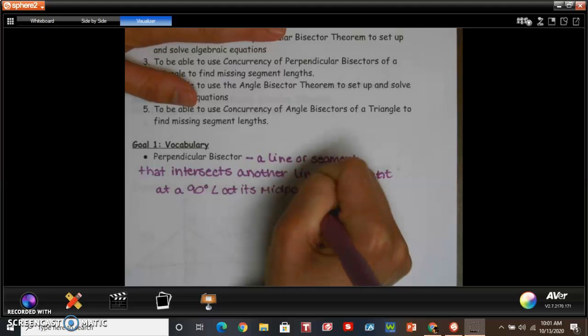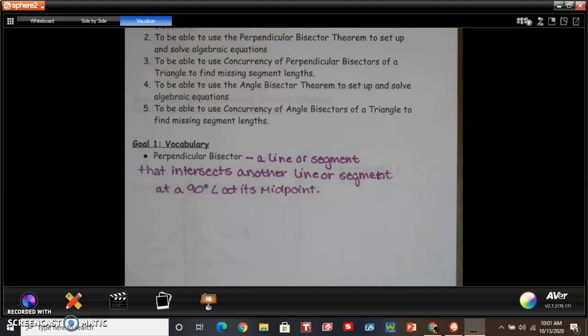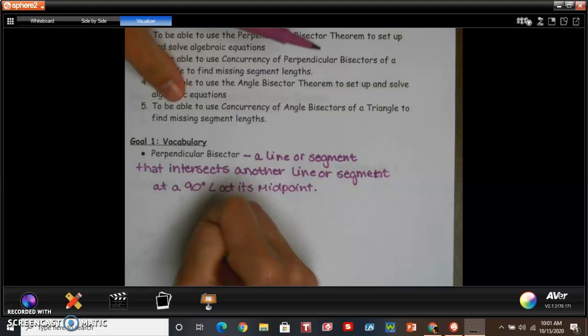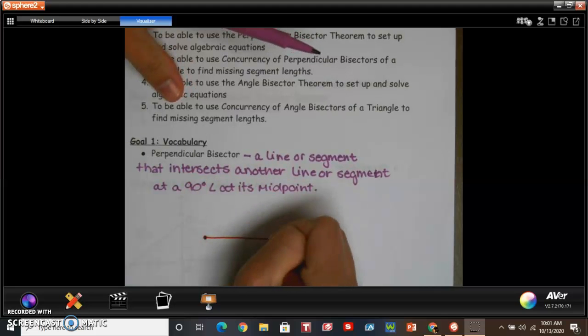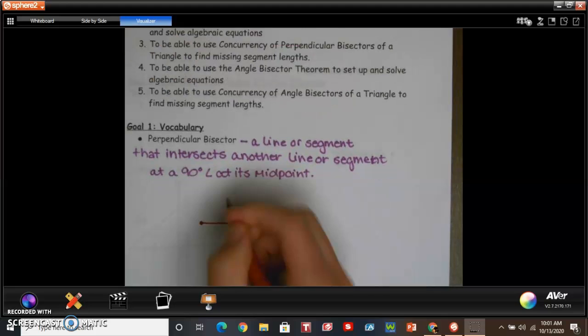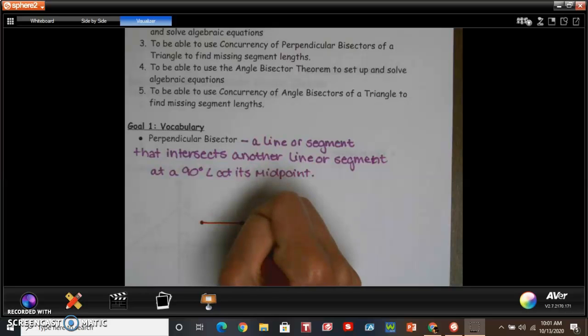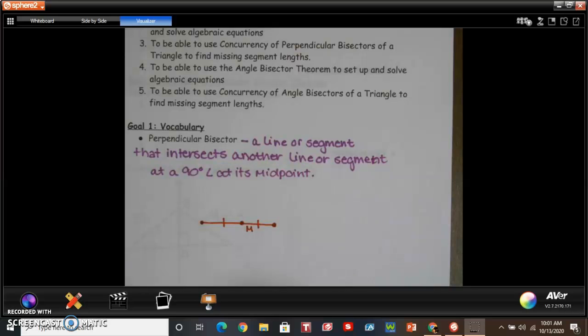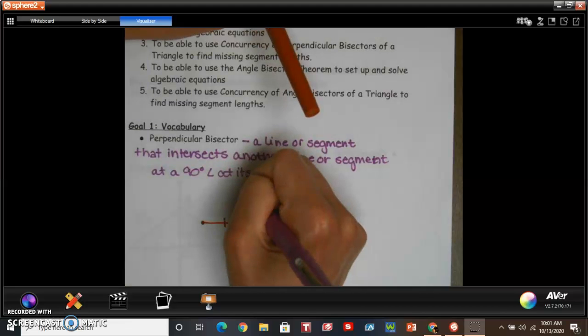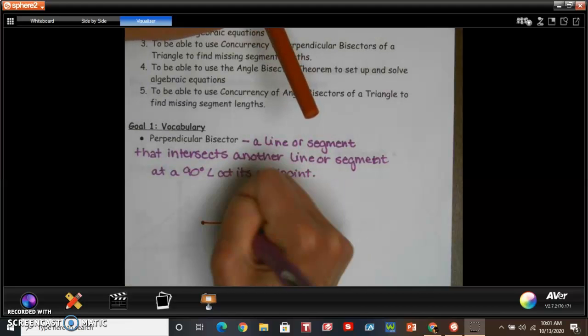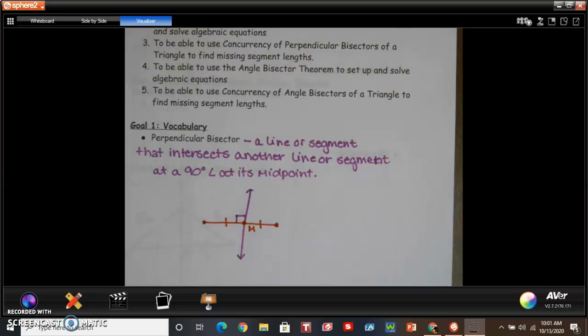So what that looks like is, let's say we have a line or a segment. I prefer to do segments. Okay? And it has a midpoint. And then we have another line that cuts right through it at a 90-degree angle. That line is considered a perpendicular bisector. Okay?